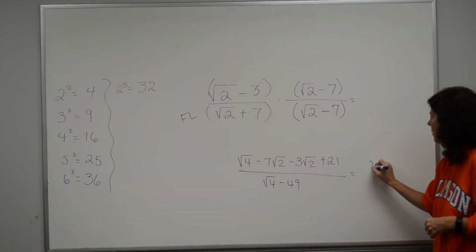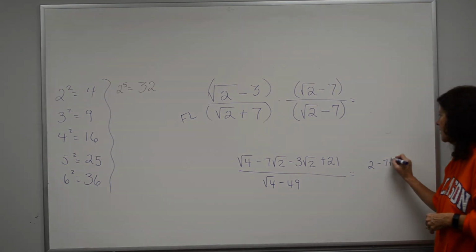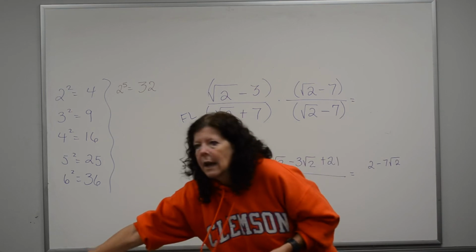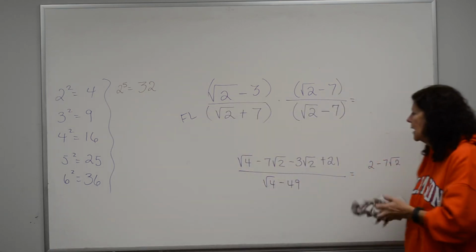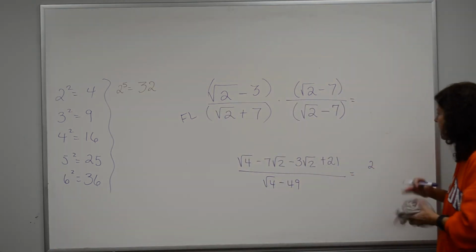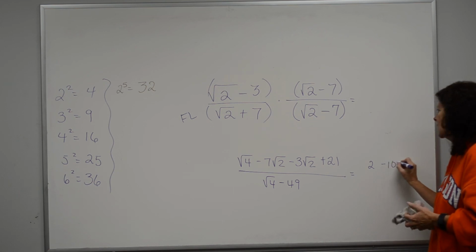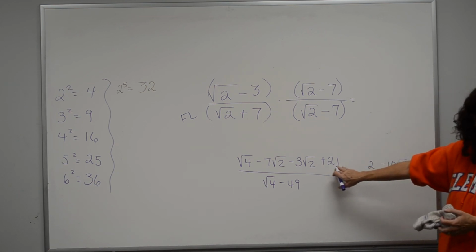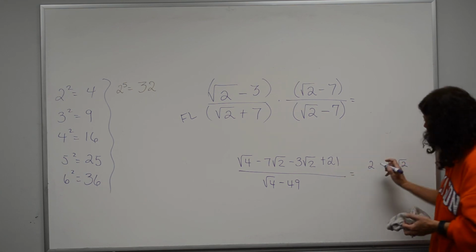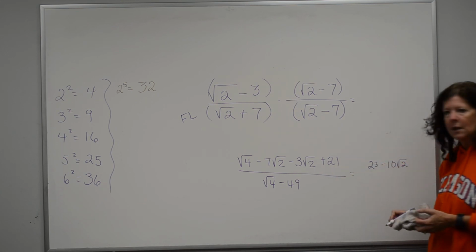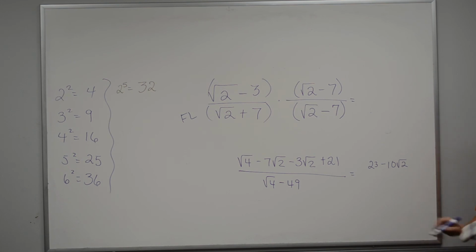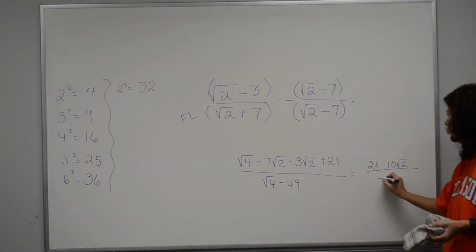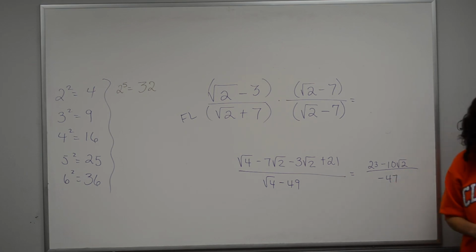I have 2 minus 7 on the square root of 2. Well, actually, can I not combine those two? I have negative 7 on the square root of 2 and negative 3. So let's call that negative 10 on the square root of 2. But look, I've got a 2 plus a 21. I can combine those. So that's just a 23, right? Yes, no, maybe? Okay. On the bottom, I have 2 minus 49, which is negative 47.